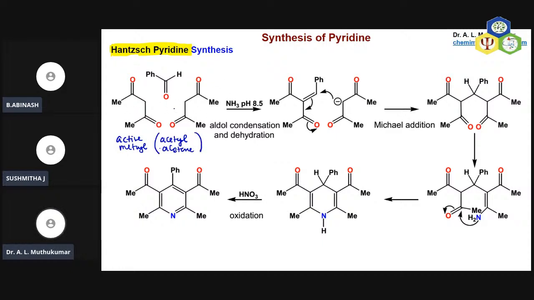You can take these 2 moles. So initially, what happens? Here you have an aldehyde group. Here you have benzaldehyde. We know the aldol condensation, when you have a CH2 group which is active in nature, COCH3. Here you have COCH3. Aldol or Knoevenagel type of reaction, anyway you can call it. So here you have benzaldehyde.